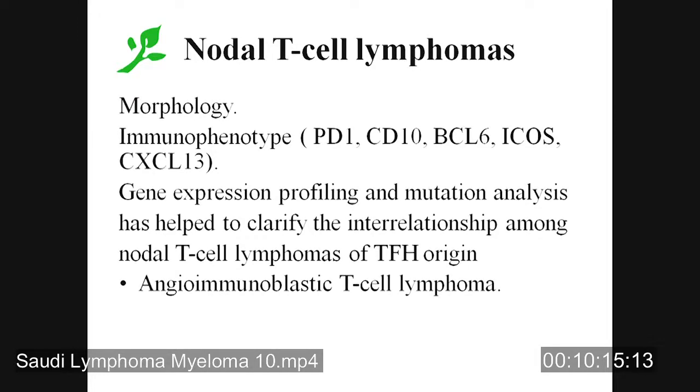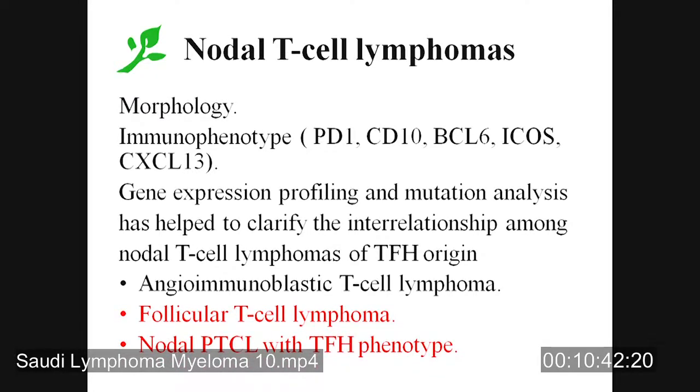The nodal T-cell lymphomas under the umbrella of the T follicular helper cells share almost the same morphology. They have the immunophenotype of T helper cells, which is PD1, CD10, BCL6, ICOS, and CXCL13. The gene expression also is almost the same, and they overlap. So these are the new provisional entities being added.